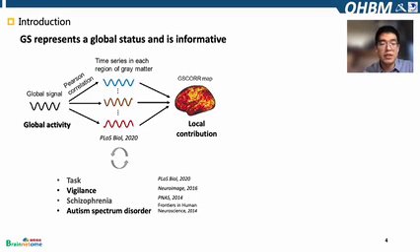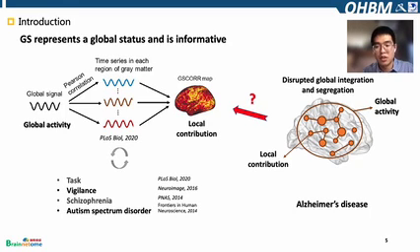Recently, some studies suggested that the GS does not merely contain noise. GS could represent an overall fluctuation of the global activity, and the correlation between GS and the local time series could represent a local contribution to GS. The GS were associated with task modulation, wakefulness, and disorders such as schizophrenia and autism spectrum disorder. But whether the disrupted local-global integration in AD impaired the GS and the GSLR is not clear now.